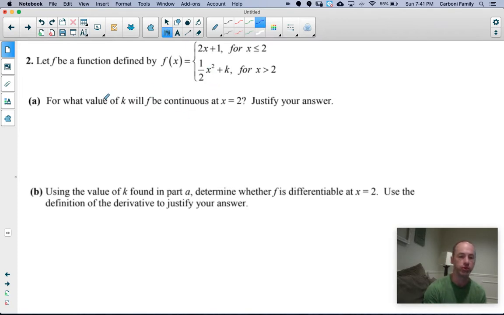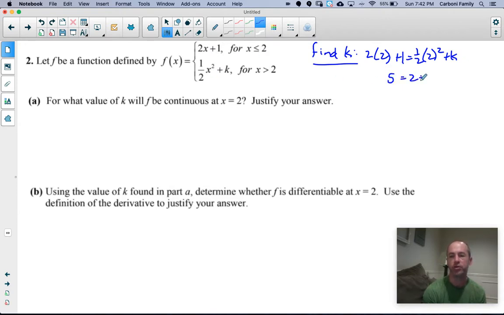If this were a multiple choice question, this would be very quick, because to actually find k, all you do is plug 2 in for x on both of these equations. 2 times 2 plus 1 must equal half of 2 squared plus k. You set the equations equal to each other and you plug 2 in for x on both of them. You'll get 5 is equal to 2 plus k, and we find out that k is equal to 3. So that would find the value of k.